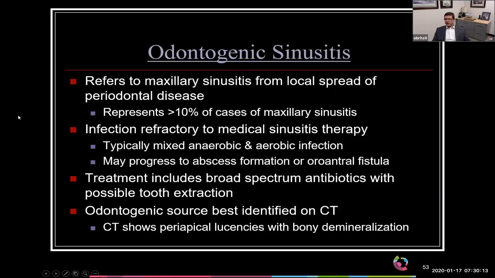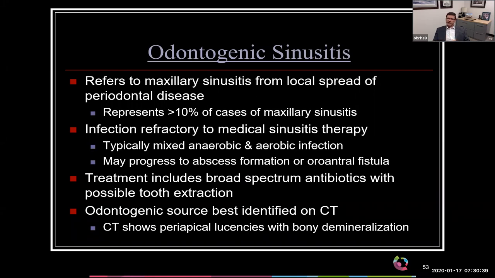Now, we talked about the Anode cell, which is one of the things I would hope that you would take away from this. Odontogenic sinusitis is the other one. This is a really important entity that is often mistaken or at least missed when it's first imaged. So this is maxillary sinusitis that's actually the result of odontogenic or underlying periodontal disease, and it represents about 10% of cases of recurrent refractory maxillary sinusitis.